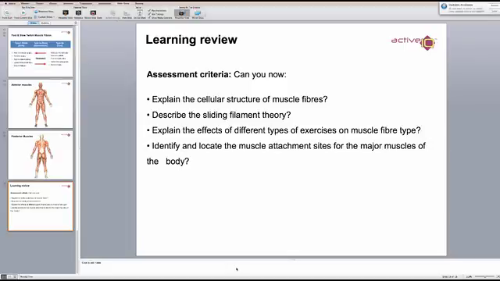So, explaining the cellular structure of the muscle fibres, describing sliding filament theory, being able to explain the effects of different types of exercise on muscle fibre, and being able to locate the muscle attachment sites, all right? Make sure you can do that because you're going to need to be able to do it so that you can essentially pass the exam, because these areas do always come up.